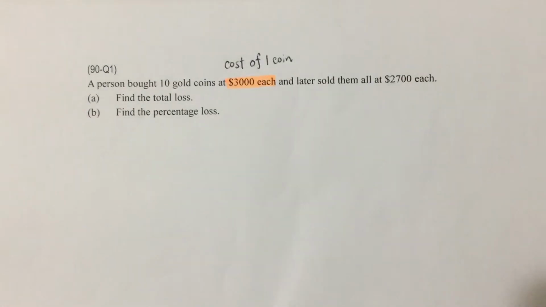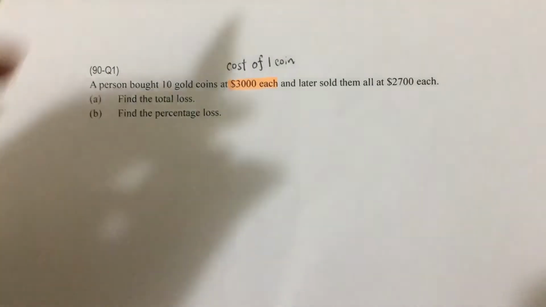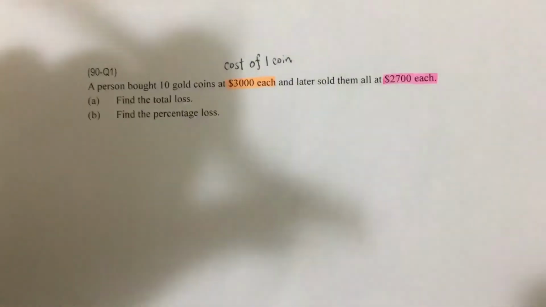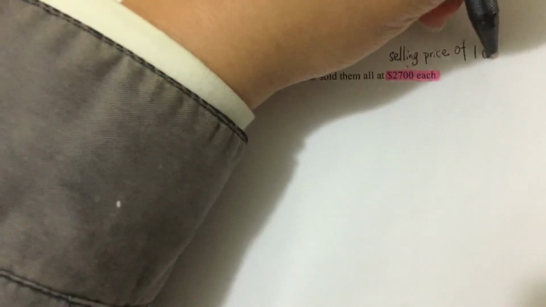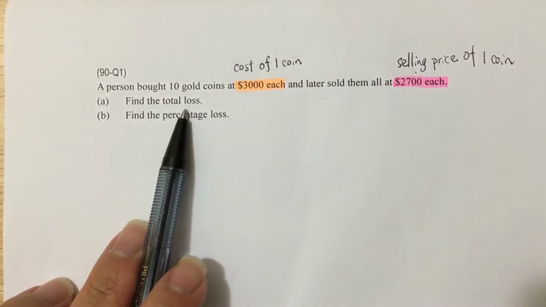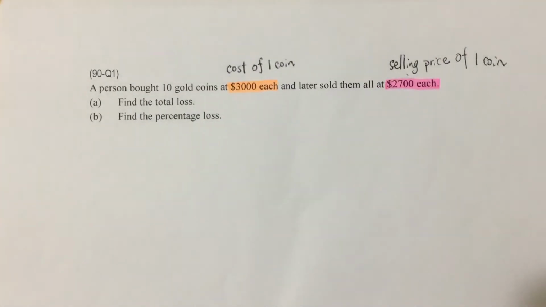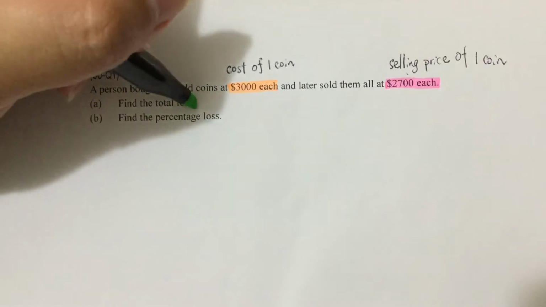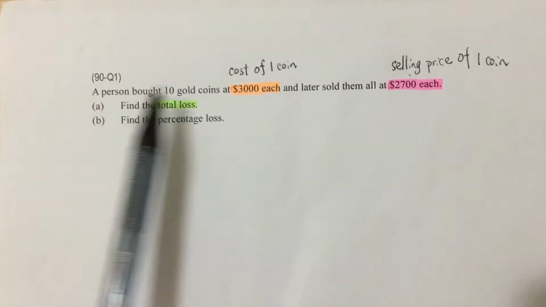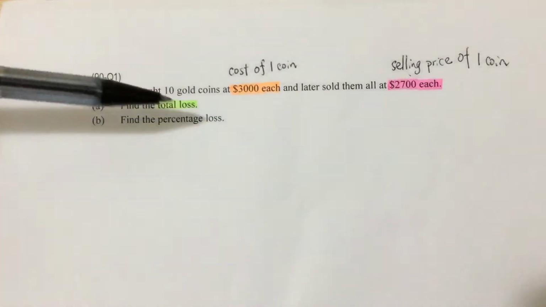And now this one, sold them all at $2,700 each. So that means this one will be the selling price of 1 coin. So number A, I'm going to find the total loss. That means how much did this person get less. So you must use the minus to do this. But please pay attention, this is 10 coins total. That means all 10 coins. So make sure that you know how to do this.